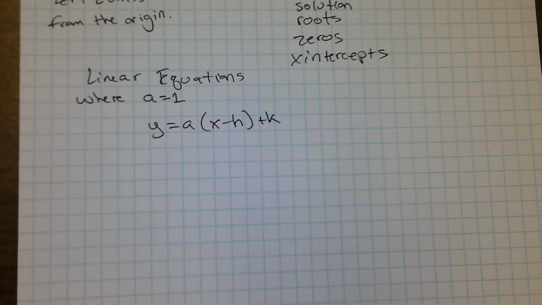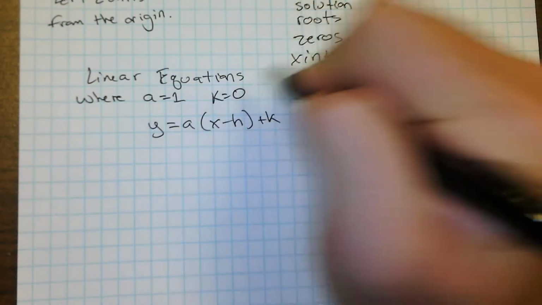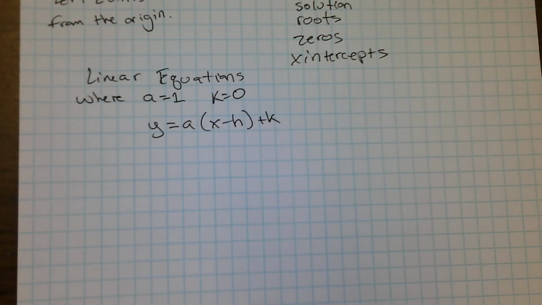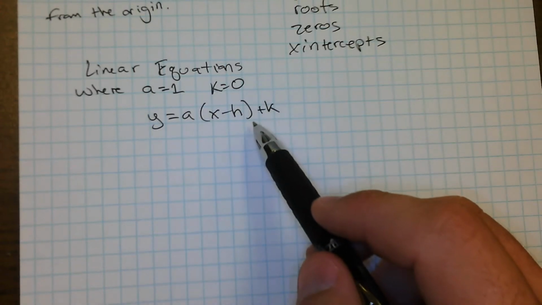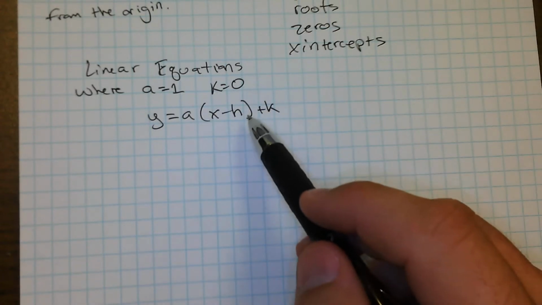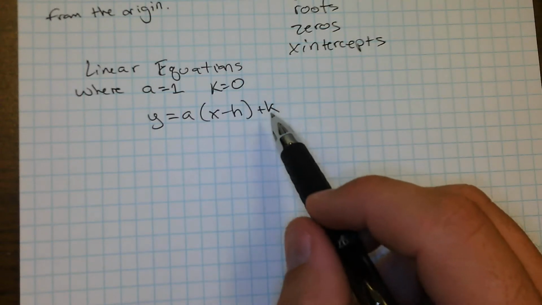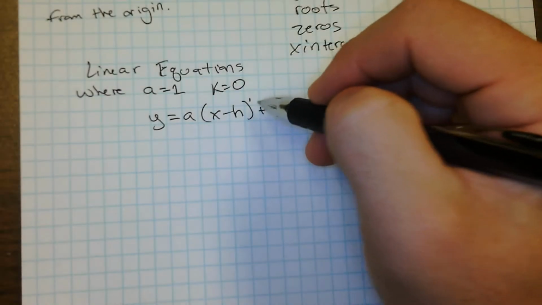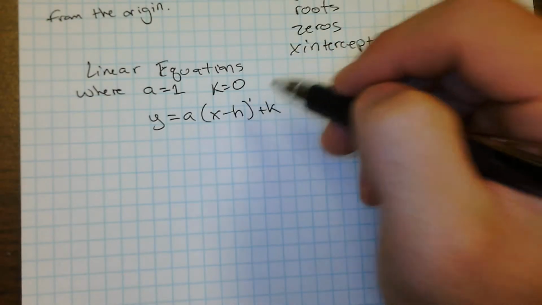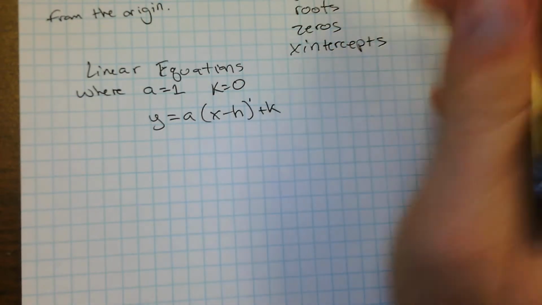Now, we're also going to say k is equal to 0. If you don't know what this formula is, it's like vertex form of any function, almost. All we do is change the power here, and it turns from a linear function to a quadratic to a cubic to a quartic. Okay?